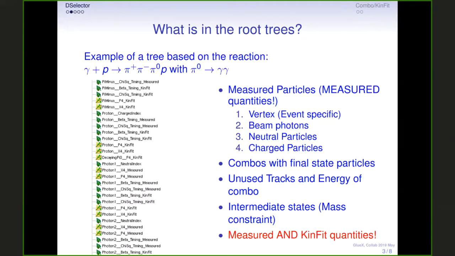So for example, in this reaction, I could have 10 positive charged particles, 10 negative charged particles, and 10 photons. But I only need two positives, one negative, and two gammas to look for this reaction, right? And that means, of course, I have many combos. Actually, I think at that point, the code would probably say, screw that, I'm not doing it, right? There are too many combos.